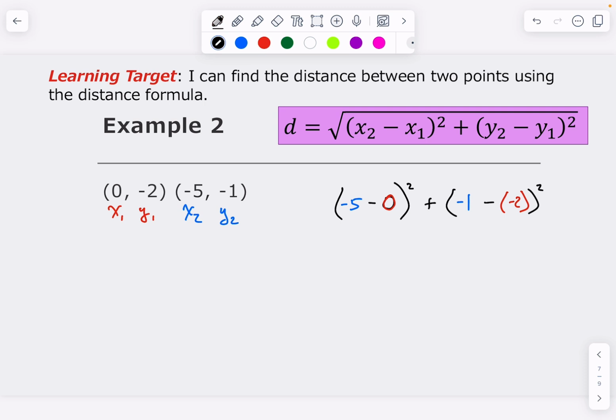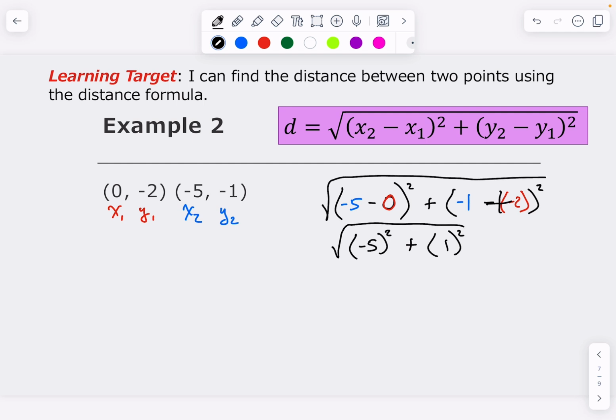Now, to simplify everything, negative 5 minus 0 is going to be negative 5. That's going to end up being squared. Negative 1 minus negative 2 ends up being added because subtracting a negative is the same thing as adding. So negative 1 plus 2 is going to give me 1 squared. Remember, all of this is still under a radical. Now I just have to simplify. Negative 5 squared is going to be 25. Those parentheses are important, remember. 1 squared is going to give me 1. So I end up with the square root of 26.